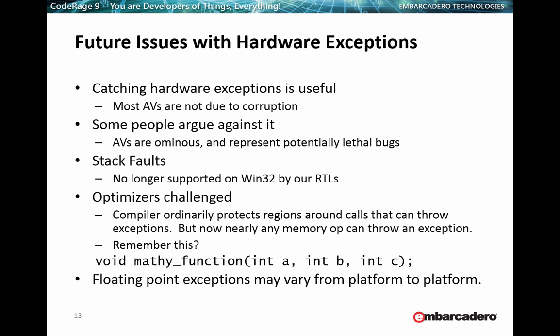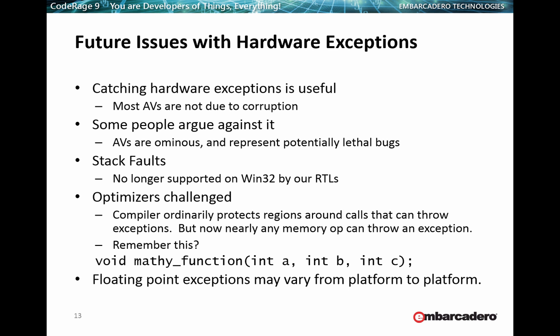because maybe the platform won't support an exception that you thought you might catch on, say, Win32. And so maybe we want to scale back the degree to which we handle floating point exceptions. And the other issue overall is the optimizers are severely challenged.